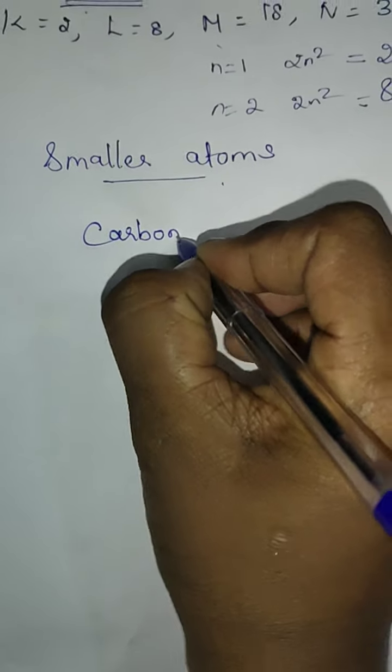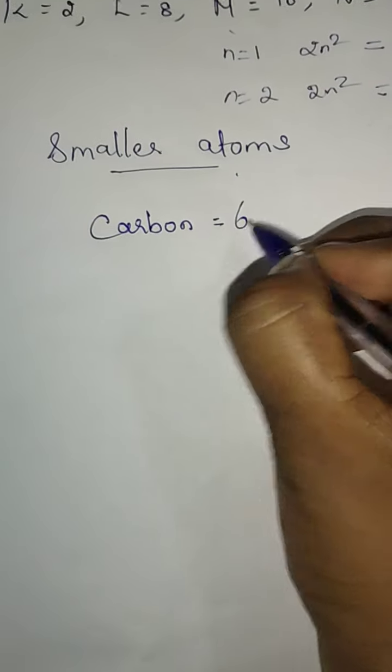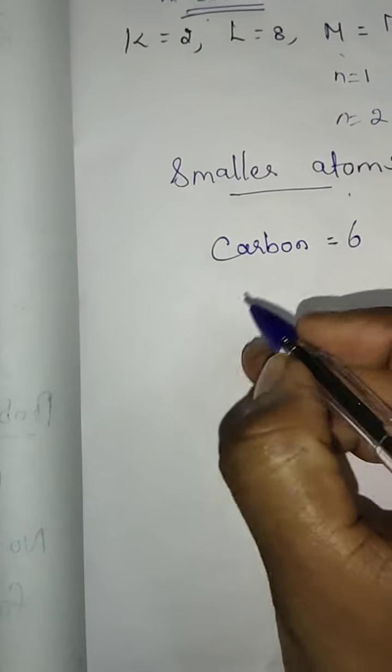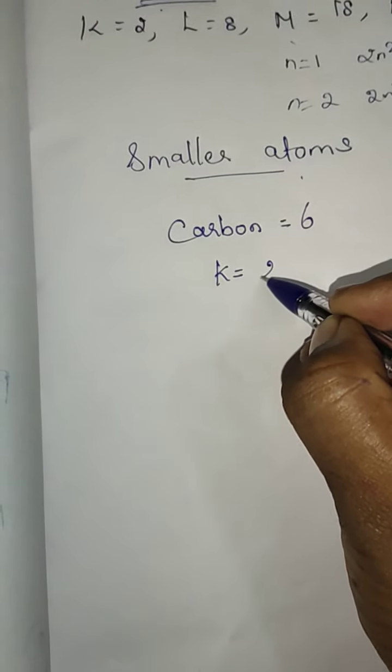First, the smaller atom carbon. The total number of electrons or protons here is 6. Okay, how will you write it? First, the K shell. K shell can accommodate only how many electrons? 2. So first we write 2.